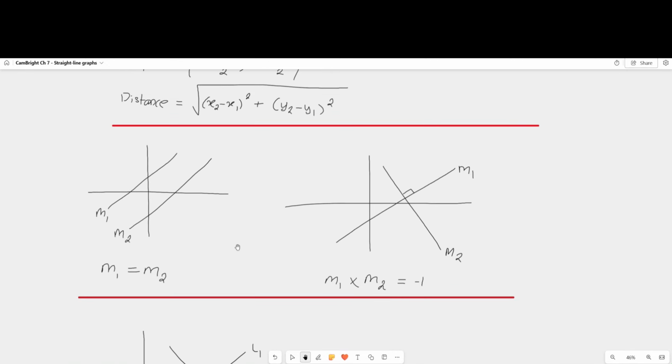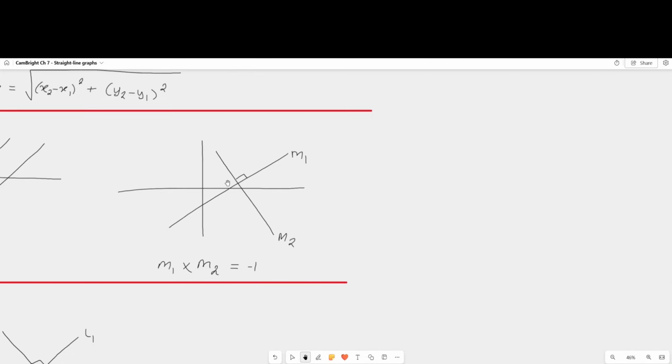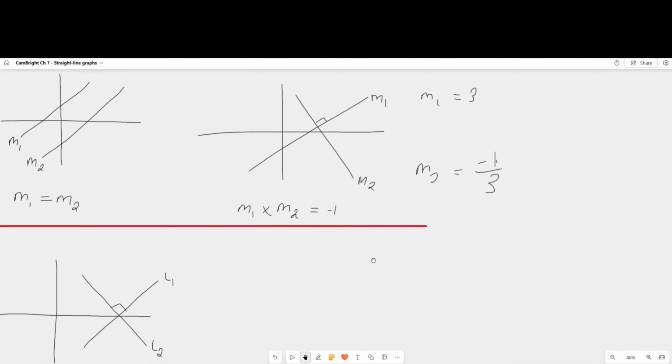Now moving on, let's talk about parallel and perpendicular lines. So if you have two lines that are parallel to each other like this, then their gradients are going to be equal to each other. And if you have two lines that are perpendicular to each other, then their gradients multiply to -1. They're also called negative reciprocals of each other. So if the gradient m1 is 3, then m2 will be -1 over 3. So just take the negative, and then take the reciprocal, which is just 1 by 3.